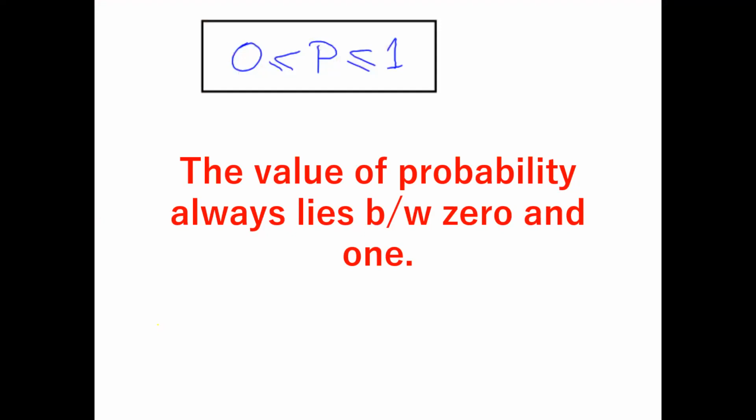The value of the probability always lies between 0 and 1. Minimum 0 and maximum 1. You have to copy this now.